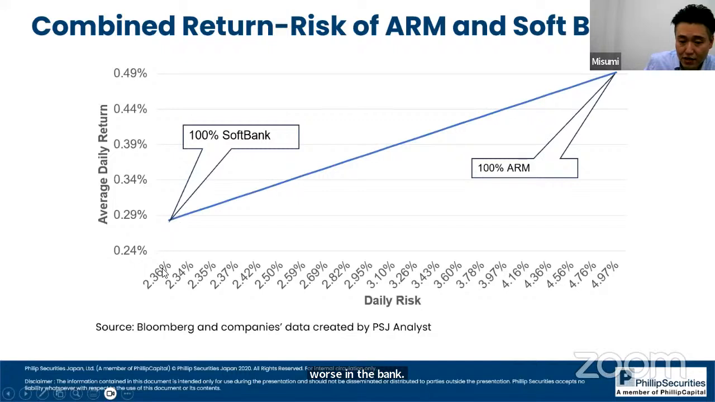It means that if you invest 100% of your wealth in SoftBank, it's 0.28% return with the lowest risk. If you invest 100% in ARM, it is a daily return of 0.4987%, but the risk is almost the highest at 4.97%.